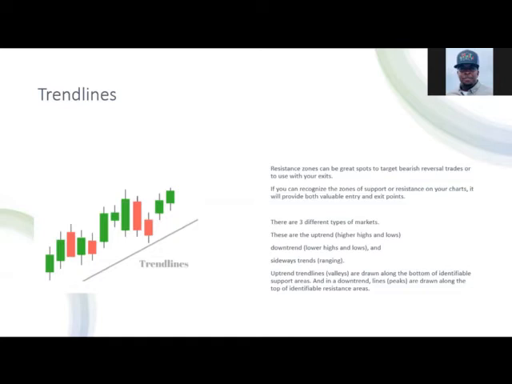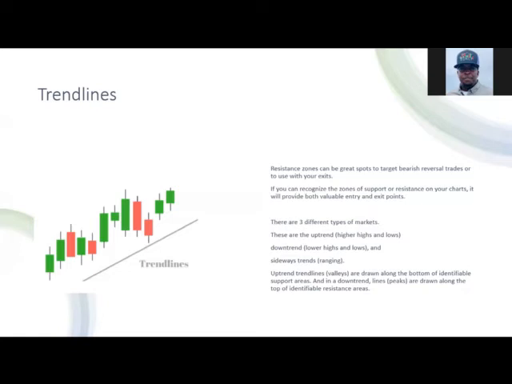There are 3 types of markets. You have the uptrend, higher highs and lows. You have the downtrend, lower highs and lows. And you have sideways, the ranging. So you've got uptrend, downtrend, and ranging or consolidation.